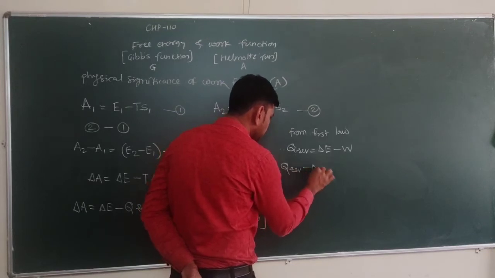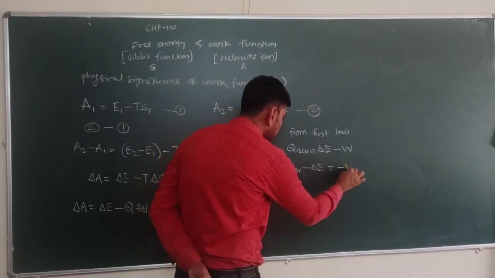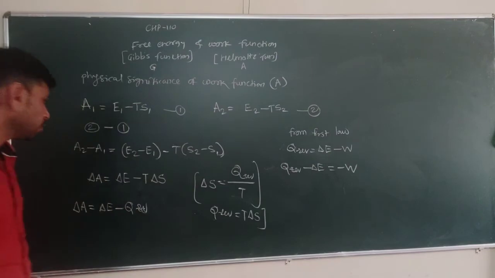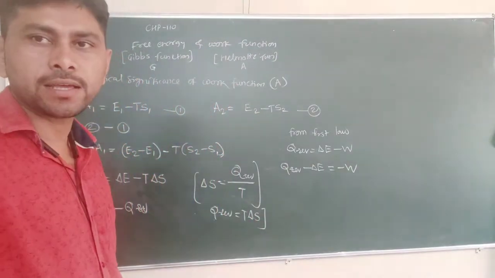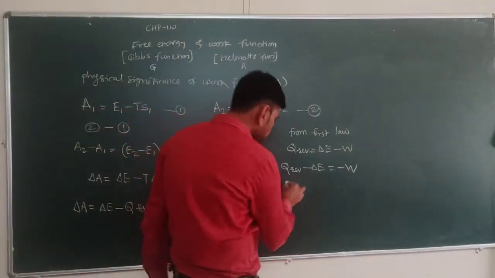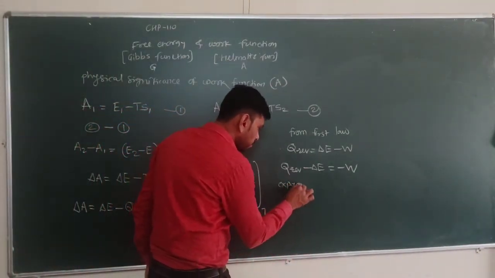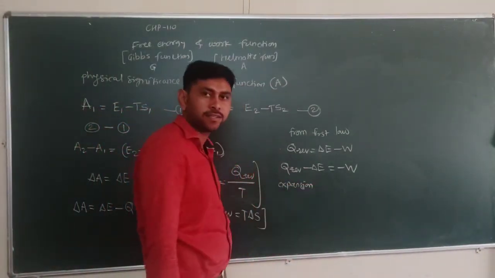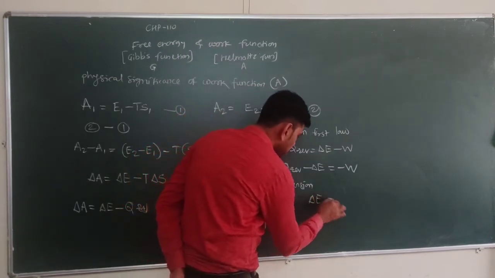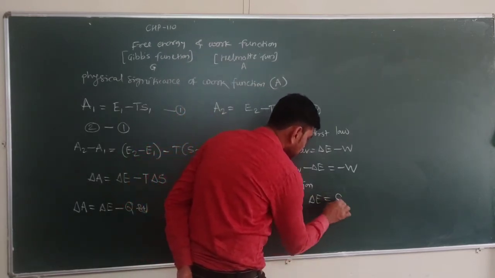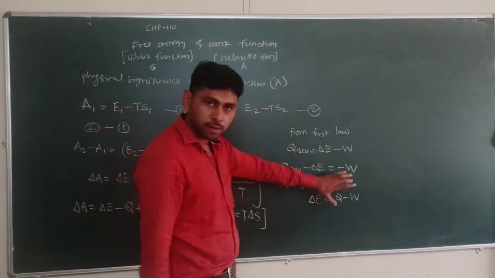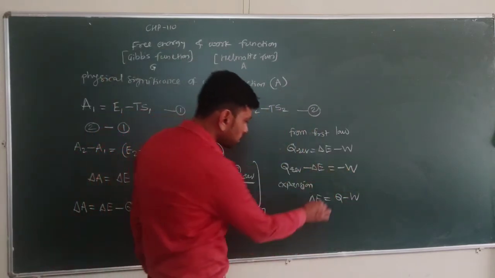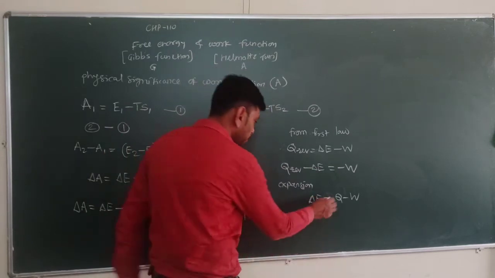So if we take delta E here, then Q reversible minus delta E is equal to minus delta W. And if we change the signs, for expansion type of work, we can write delta E is equal to Q minus W for expansion type of work. Now we have to consider here expansion type of work, delta E is equal to Q minus W.